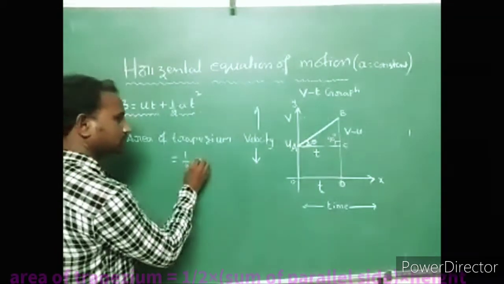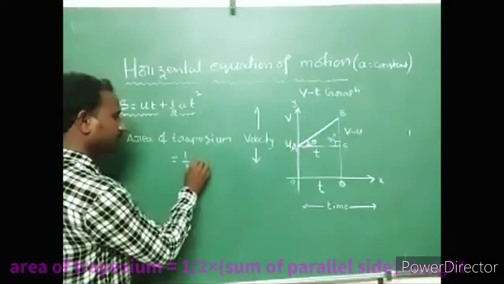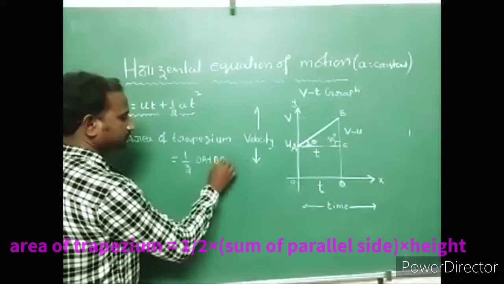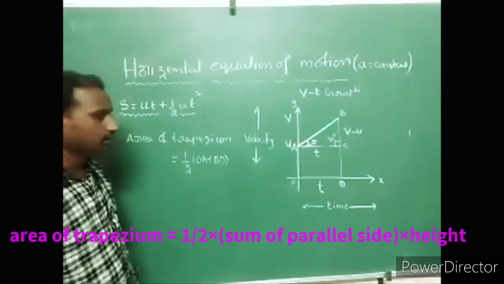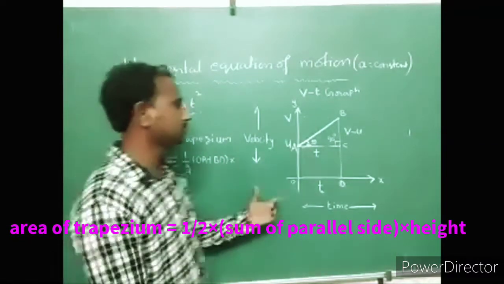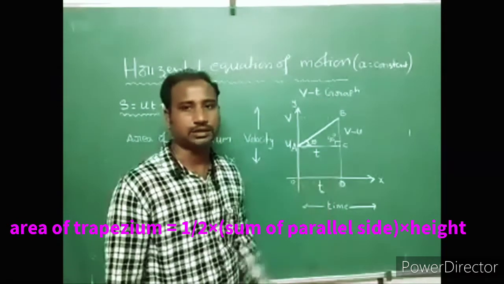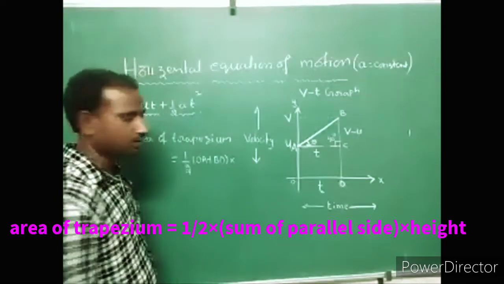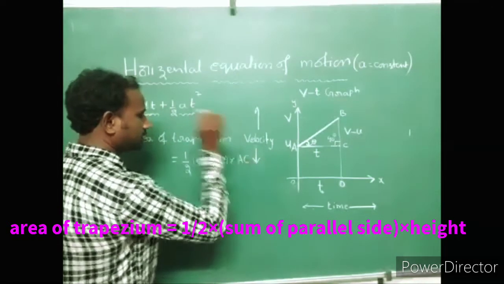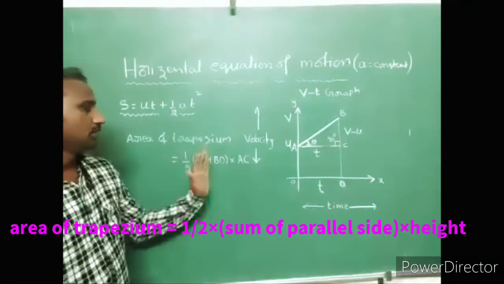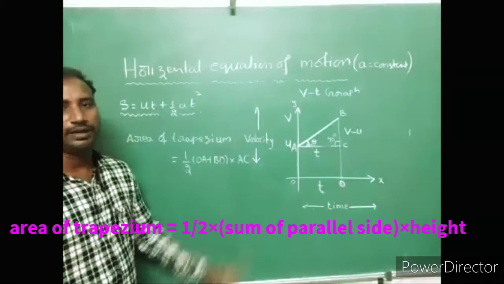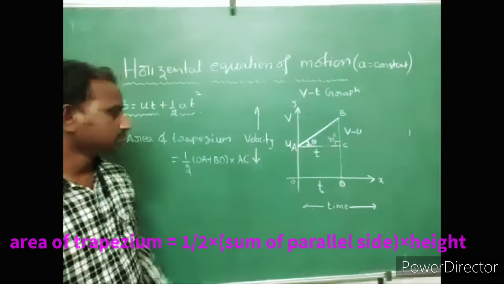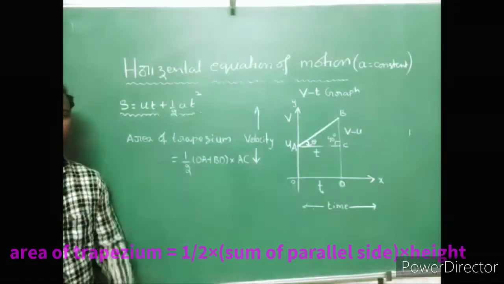So now we have to consider the sum of parallel sides, OA plus BD, into the perpendicular distance between the two parallel sides, which is AC or OD. So it is 1/2 into sum of parallel sides into perpendicular distance between them. Understood? Any doubt? This is the formula for area of trapezium.